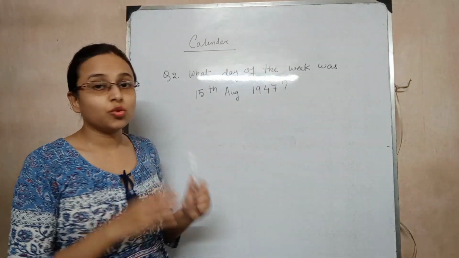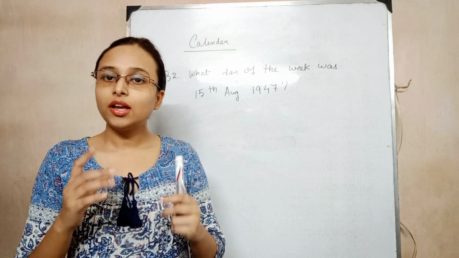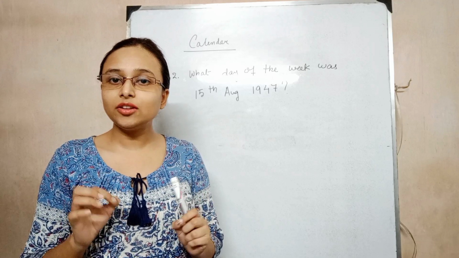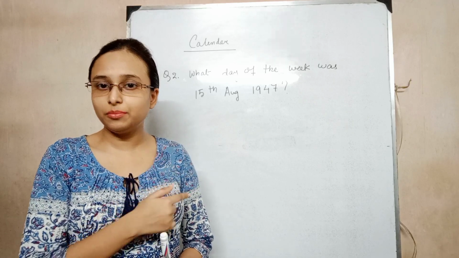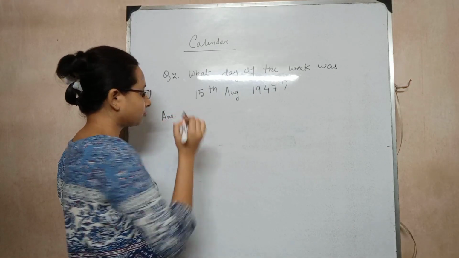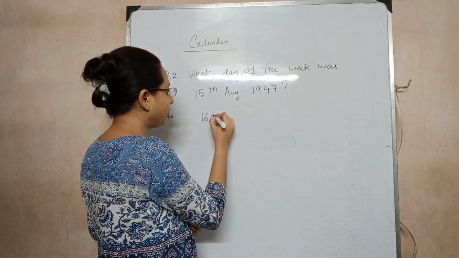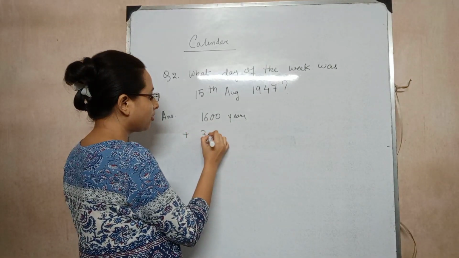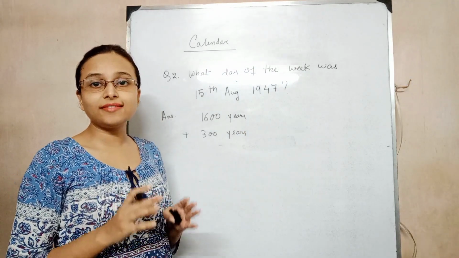Now for this question we will divide the answer into various sections. Coming to the first section, that is section 1. The date, that is 15th August 1947, can be divided into the following, which I will be writing now for easier calculation. First, we will divide it in the first section, that is 1600 years. The next section we will do plus 300 years. The next section will be 46 years.